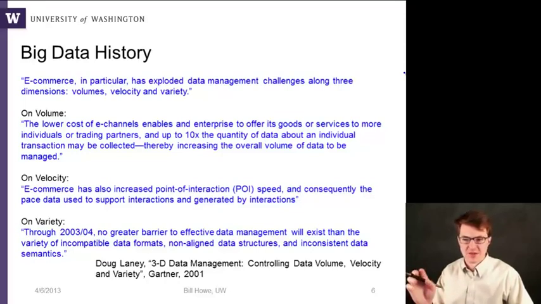And then on variety, I like this one a lot. So through 2003, 2004, right? So he was being fairly conservative about how far out he wanted to predict. "No greater barrier to effective data management will exist than the variety of incompatible data formats, non-aligned data structures, and inconsistent data semantics." And so this is great. He could have said this through 2015 and been arguably correct. This problem has not gone away.